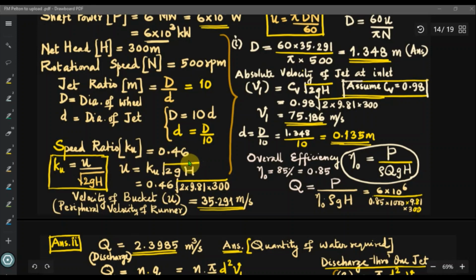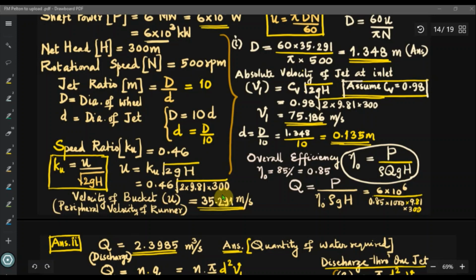I already told you that speed ratio is denoted by KU, that is equal to U divided by root of 2GH, the value of which usually ranges between 0.43 and 0.48 for the Pelton turbine. Let us assume the speed ratio to be equal to 0.46. So therefore, KU is equal to U divided by root of 2GH, which is equal to 0.46. So therefore, U is equal to 0.46 into root of 2GH. Here the net head H is given as 300 meters.